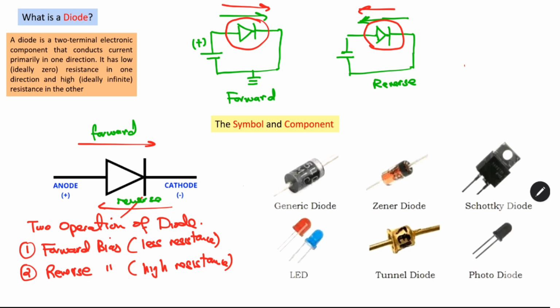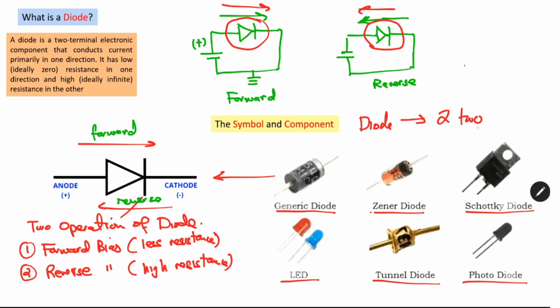Inside a circuit board, you will also realize that there are components like the generic diode, which is given with this symbol, a Zener diode, a Schottky diode, light emitting diode, tunnel diode, and photodiode. All of these play an important role in an electric circuit. Why do they all have the same name diode? Well, they have the same name diode because they all operate using the two modes. They allow current to flow in one direction and disallow the flow of current in another direction.